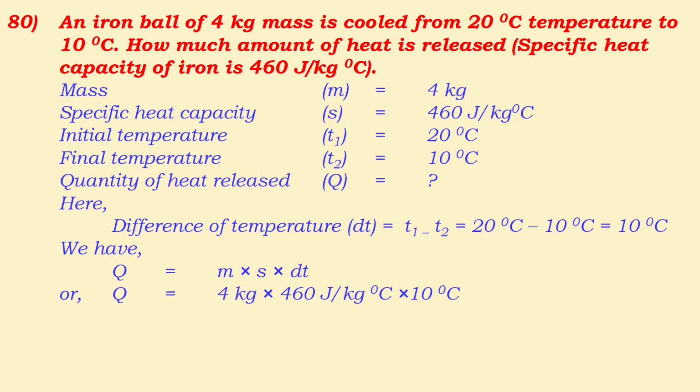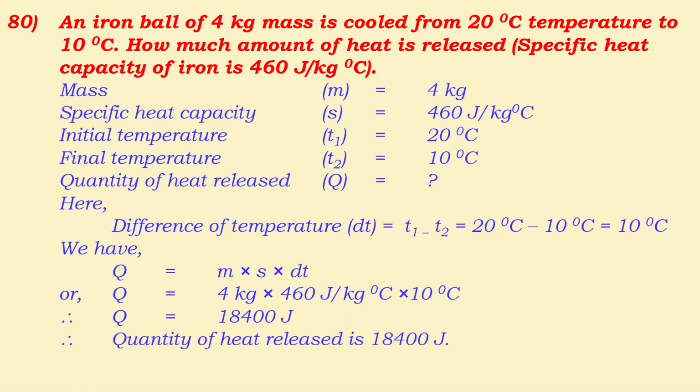Q equals, in place of M we write 4 kg, S is 460 joule per kg degree Celsius, and the difference of temperature is 10 degrees Celsius. We multiply all the numbers; degree Celsius and kilogram cancel, only joule is left. Therefore the final answer is: quantity of heat released is 18400 joule. This is not so big a number, that's why I am not converting it into a power of 10.